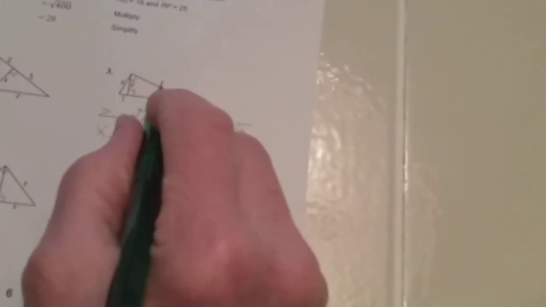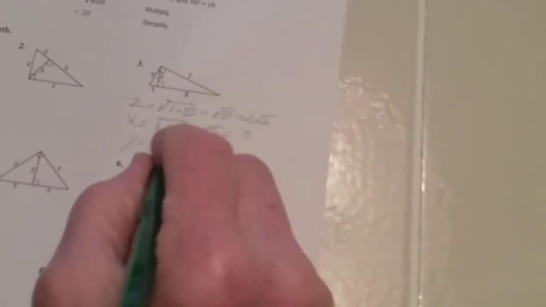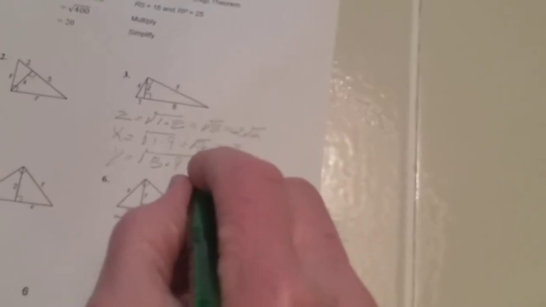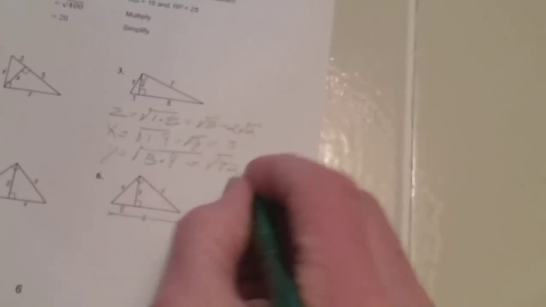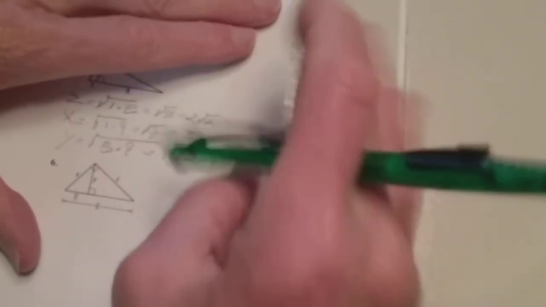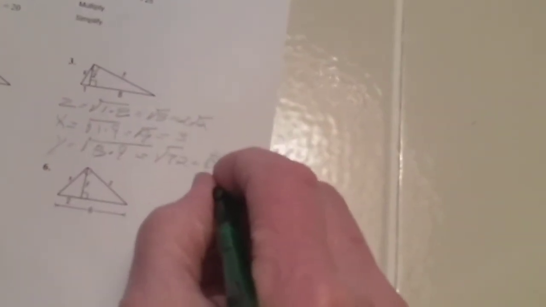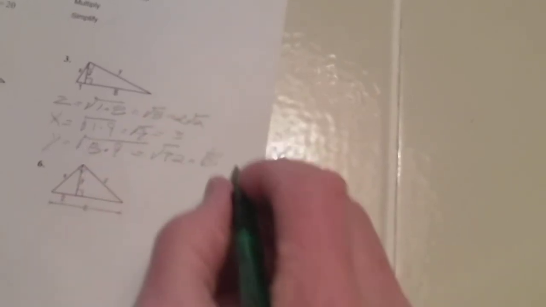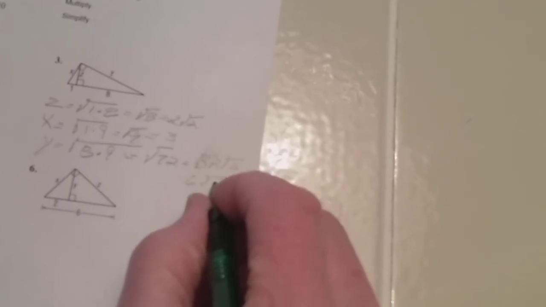Next, we've got y, which is going to equal the square root of the product of 8 times 9, all right? And of course, that's going to equal the square root of 72, which means that it has an 8 and a 9, so that's going to be the square root of 9, which is 3, times, we already know that square root of 8 is 2 square root of 2, so that's going to end up being 6 square root of 2.